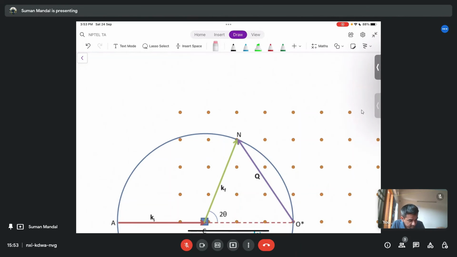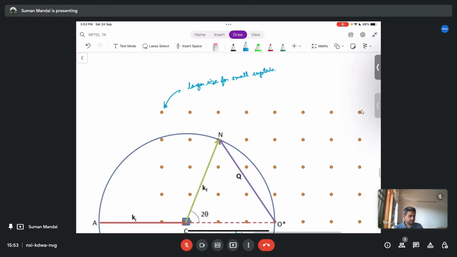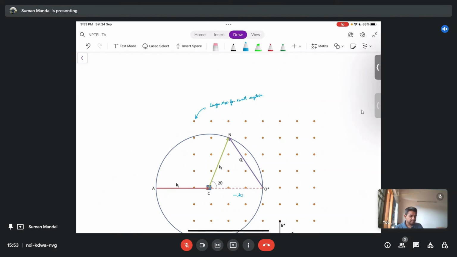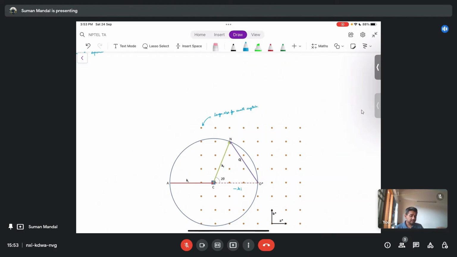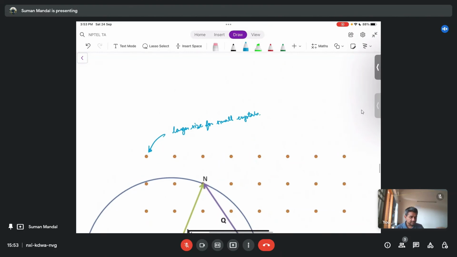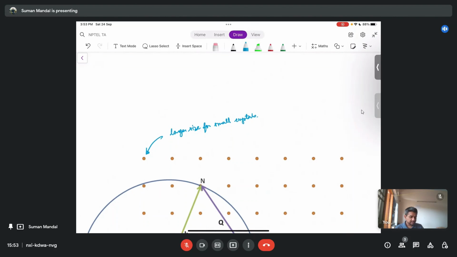So these are larger size for small crystals, and vice versa. So for an infinite sized single crystal, this will be a single point. For smaller crystals, you will get many more diffraction spots. Is it clear what I mean to say by the sizes of these spots? Yes, sir. Okay.